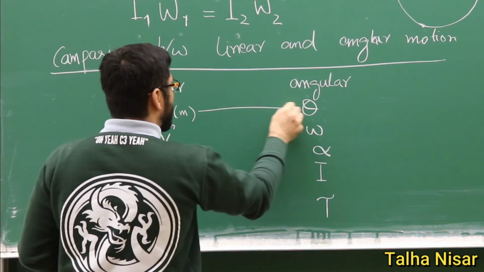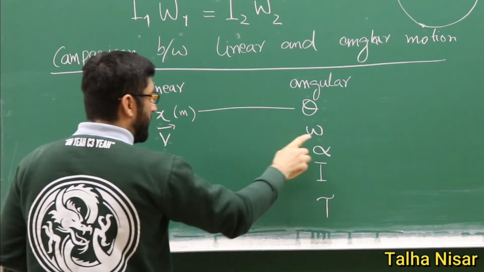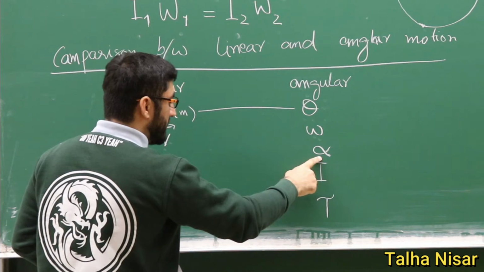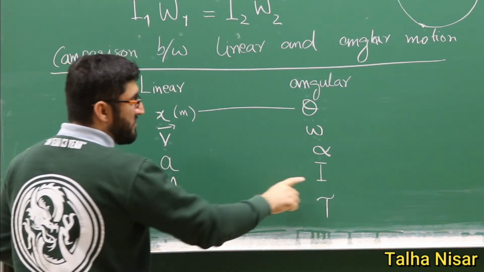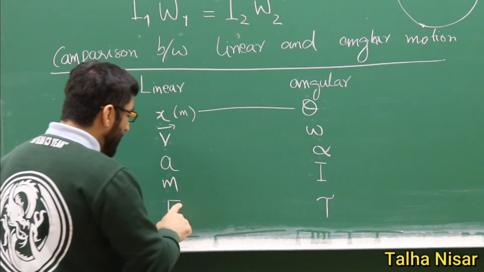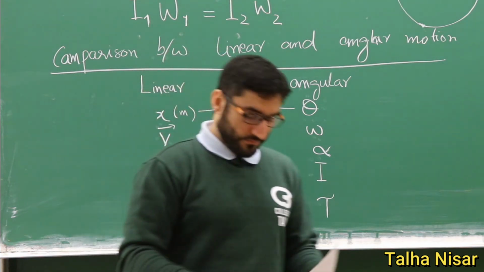So these are some parallels. We have the linear displacement and the angular displacement, the linear velocity and the angular velocity, the linear acceleration and the angular acceleration, the mass and the moment of inertia. These are parallels. Then we have the force, and the torque for the angular motion.